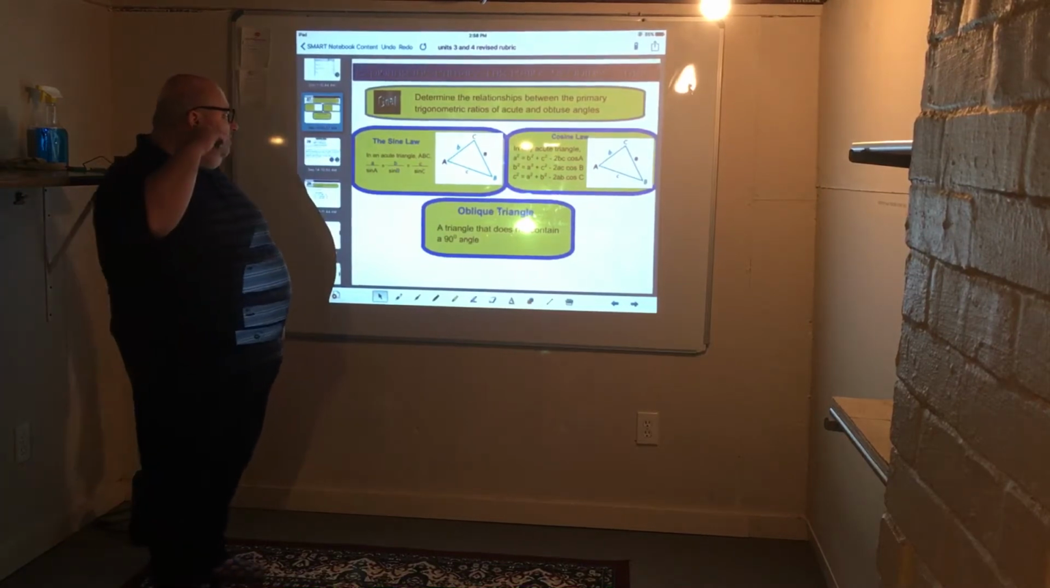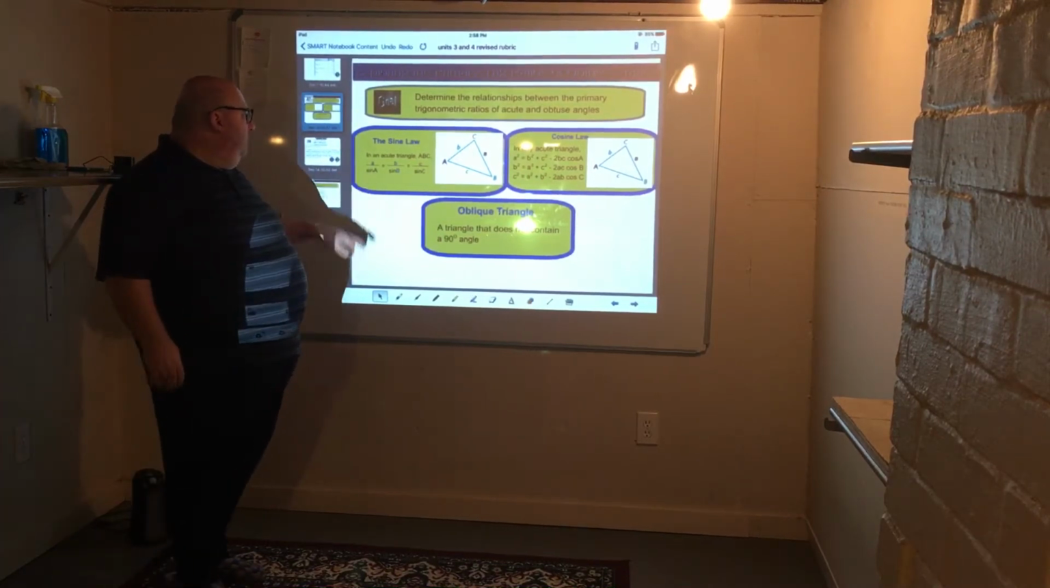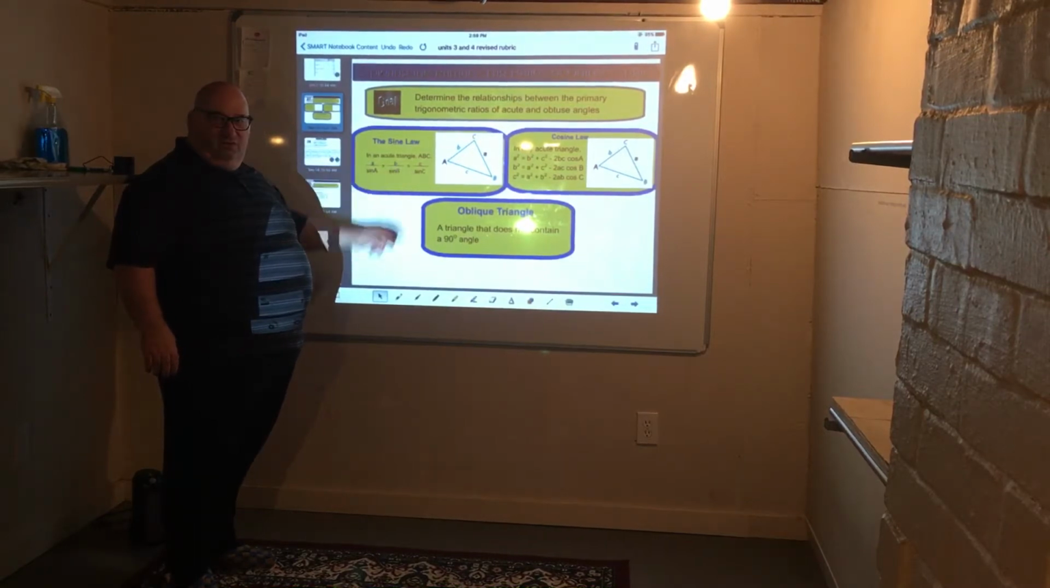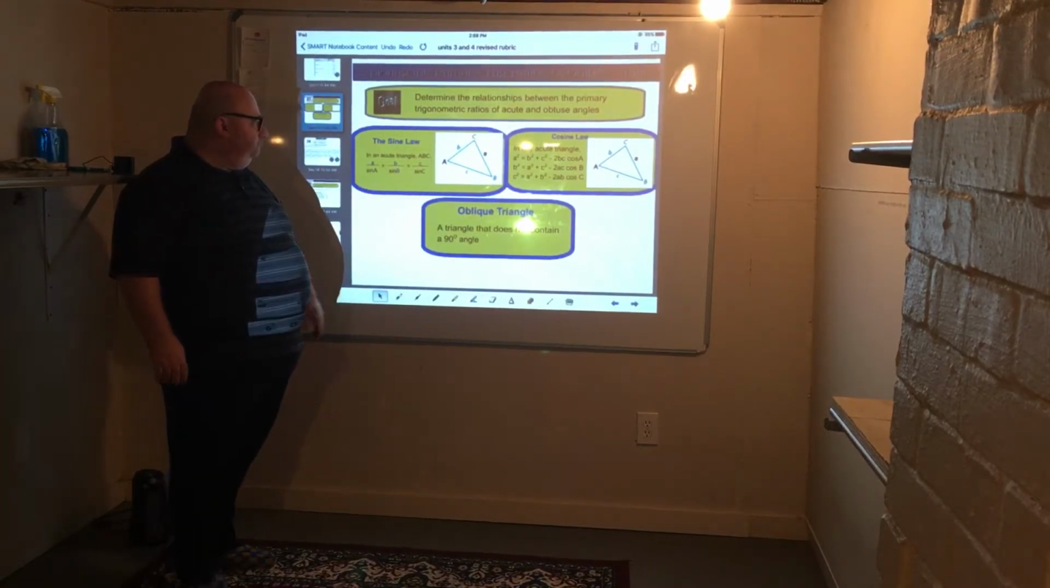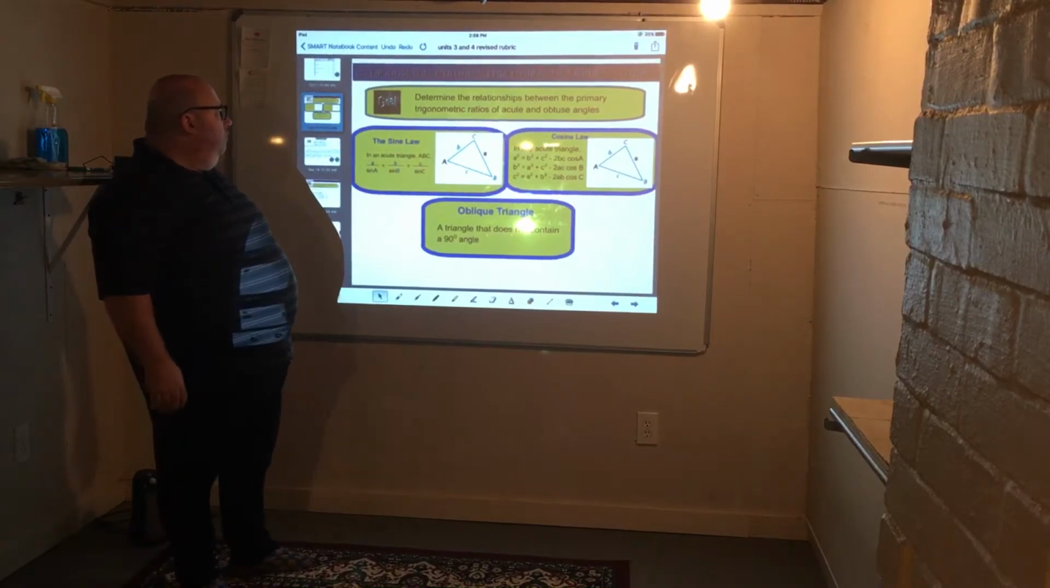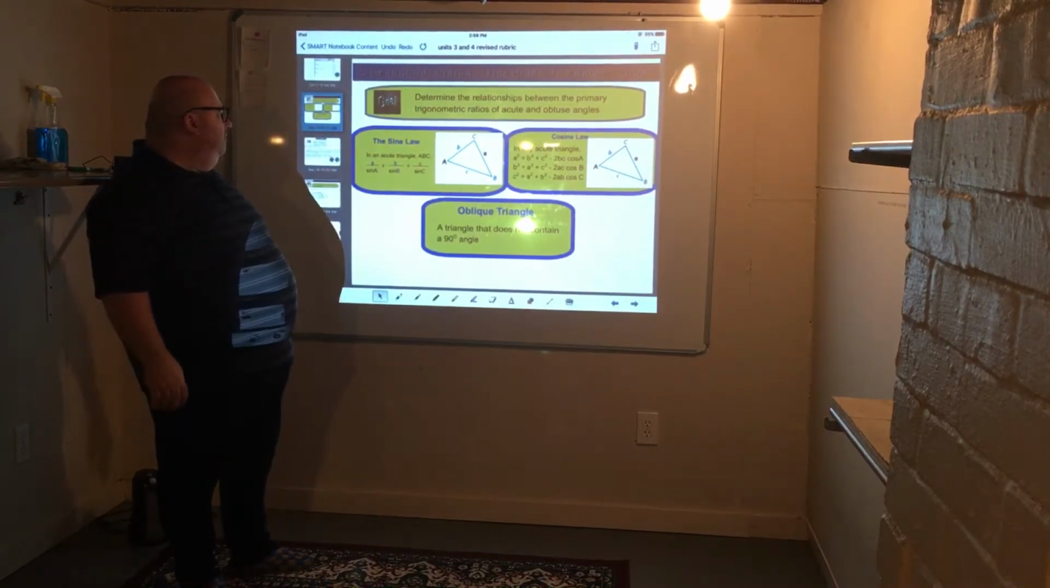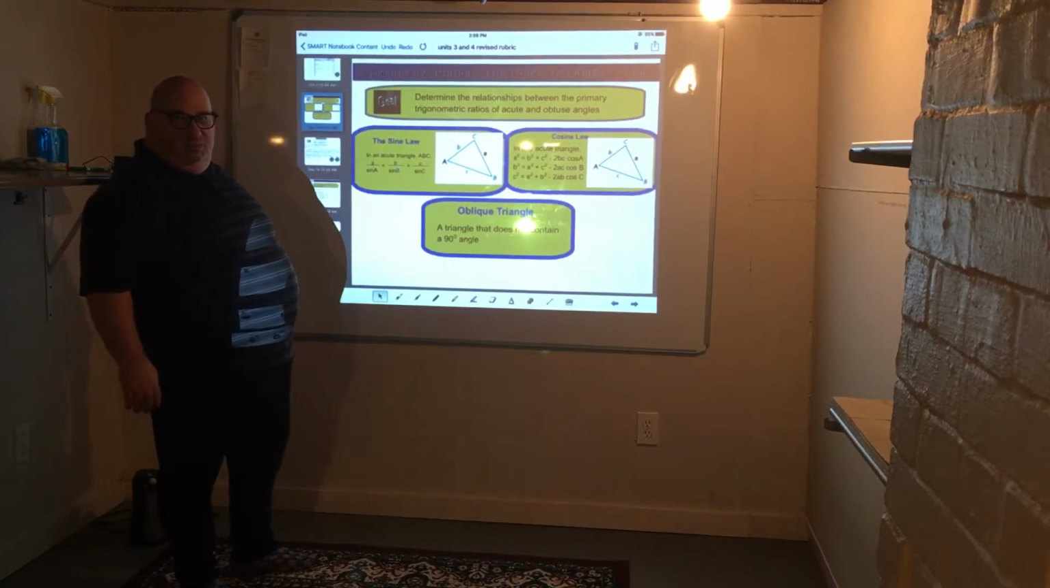You will remember from our sine law, we have the sine of angle A over A is equal to sine B over B, and sine C over C. We use the sine law whenever we have this information and we're missing one piece of the puzzle. There are different uses of sine law, and we'll look at a couple of examples.